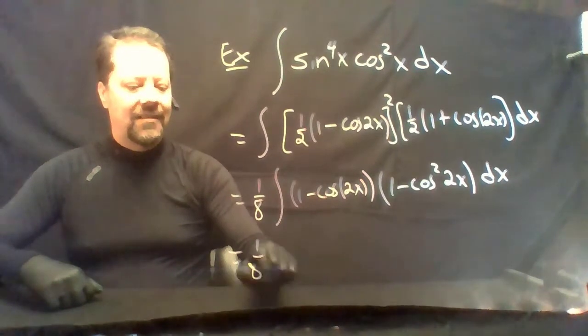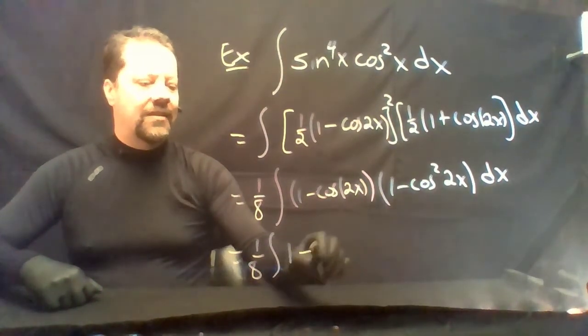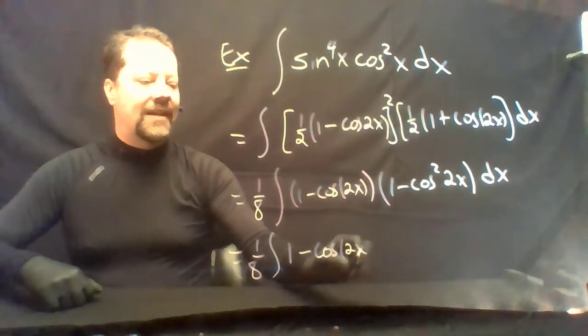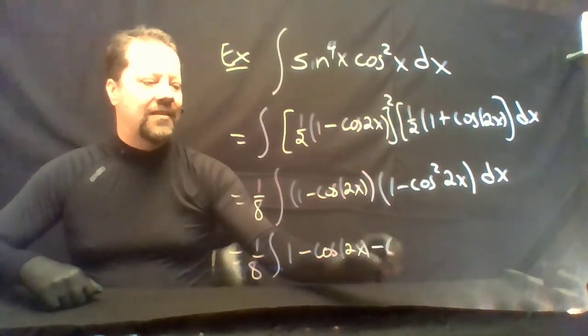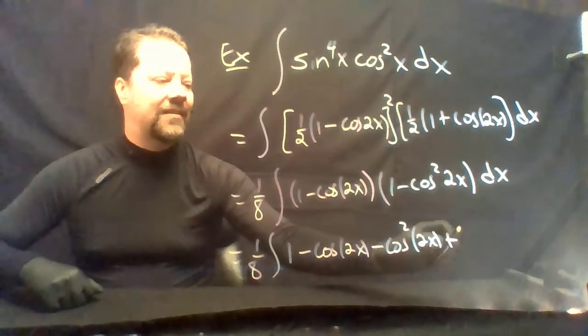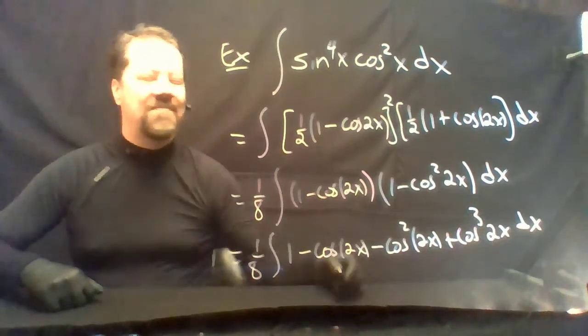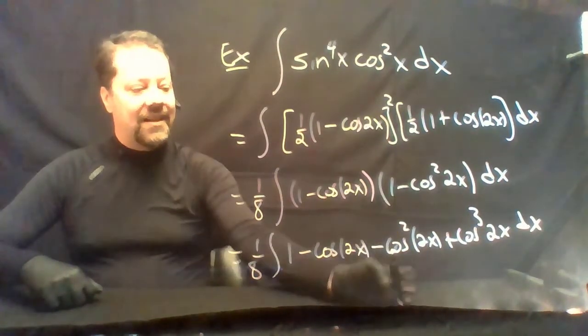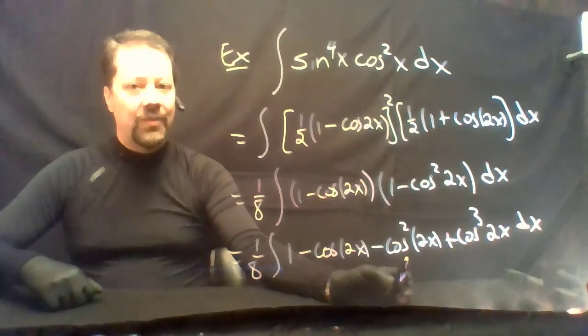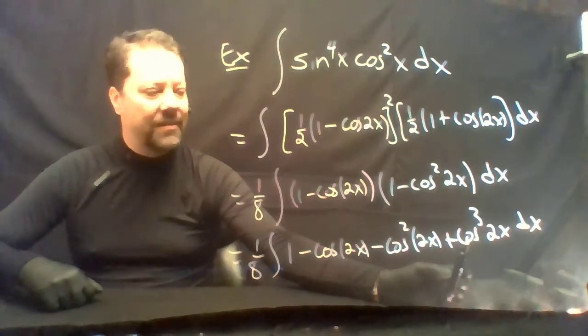Foiling, we'll have 1 minus cosine 2x minus cosine squared 2x and then plus cosine cubed 2x. You can see that on the third term we have to use a half-angle identity again. On the fourth term we'll use a U substitution.